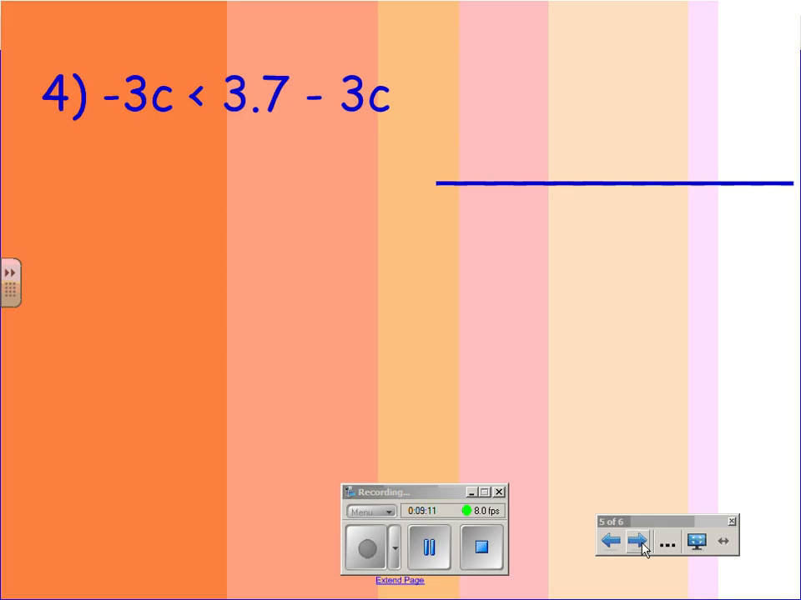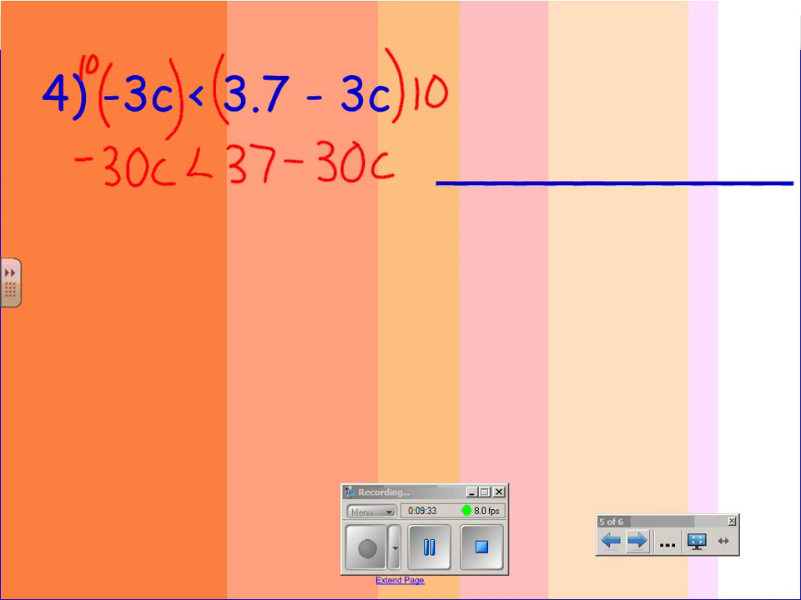And then our last example, I see a decimal. The first thing I should do when I see a decimal is to clear the equation of decimals. And all I'm going to have to do is multiply by 10 on both sides in order to get rid of the decimal. So we end up with what? -30c is less than 37 minus 30c. I like to keep my variable on the left because we know that's the direction we're headed.